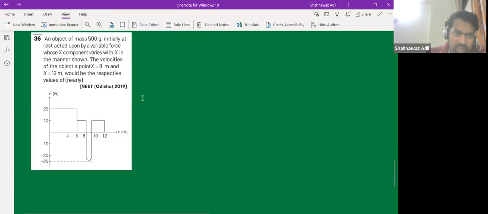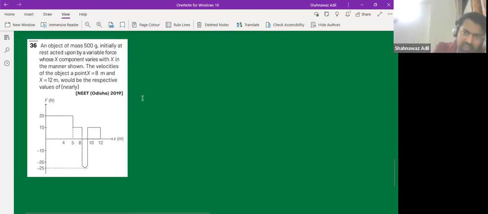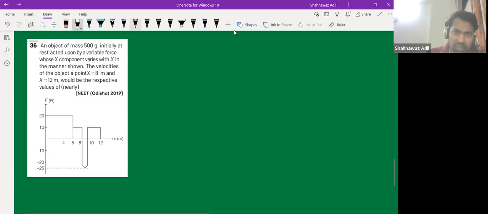So remember, we can calculate work done by change in kinetic energy or by the force. So both the forms are applicable, right? So an object of mass 500 gram initially at rest is acted upon by a variable force. The velocity of the object at x equals 8 and x equals 12 would be the respective values. So this is the graph of force and x.